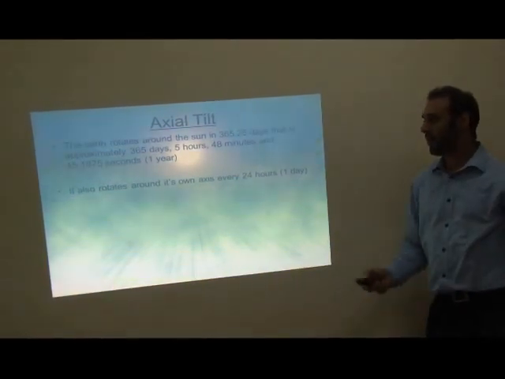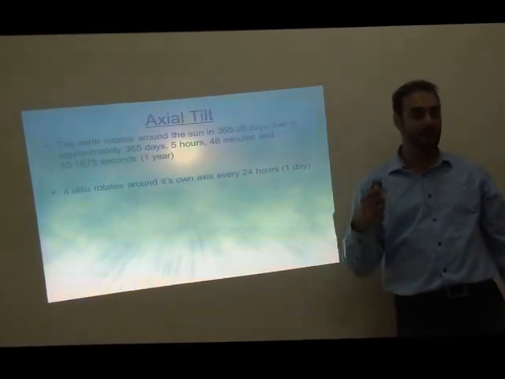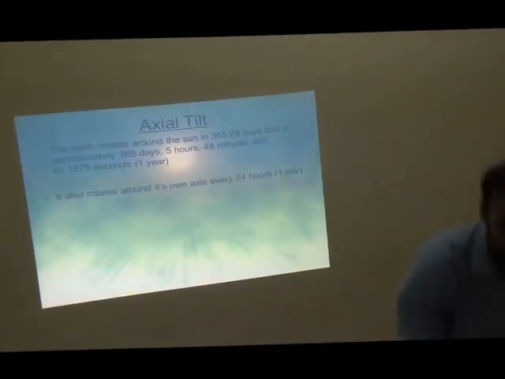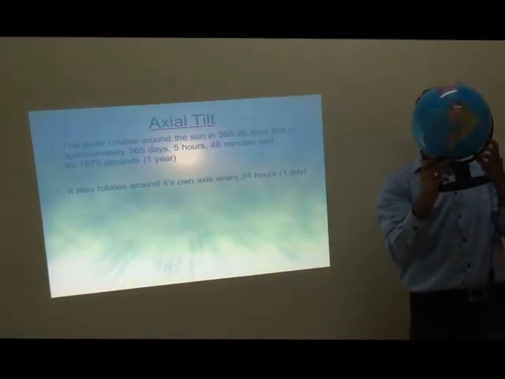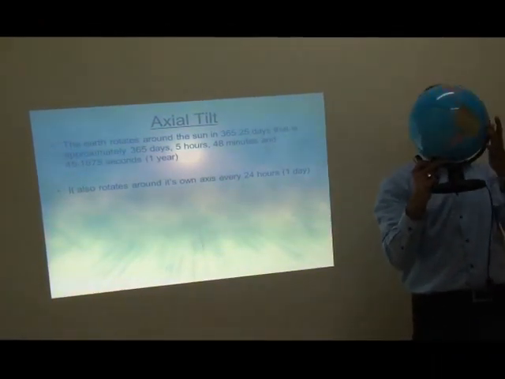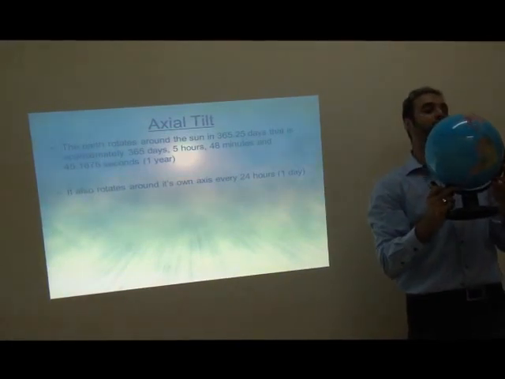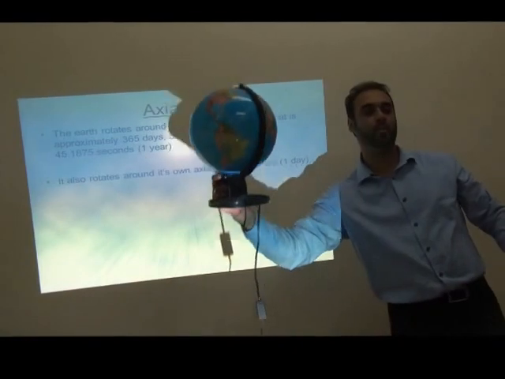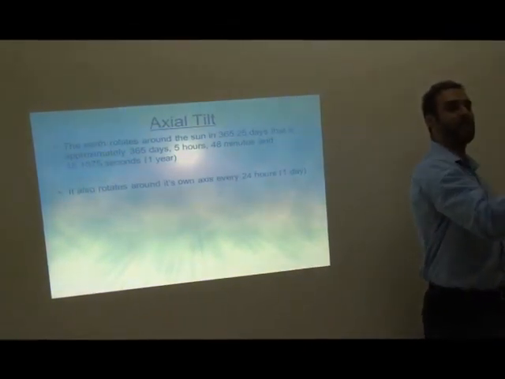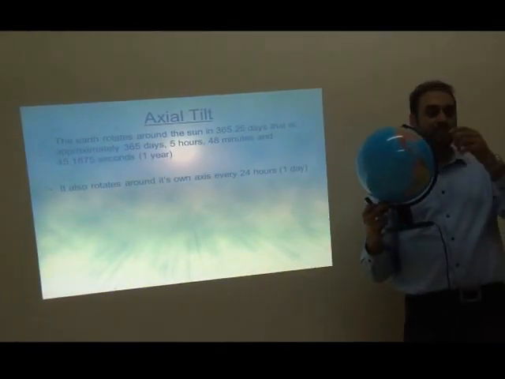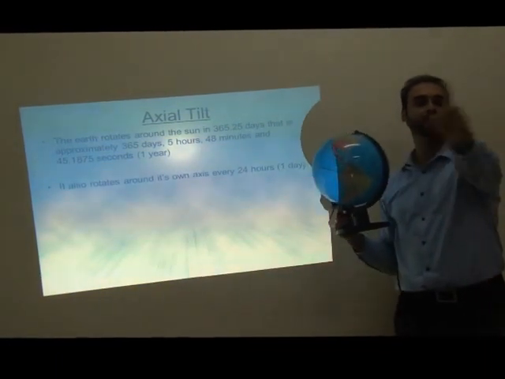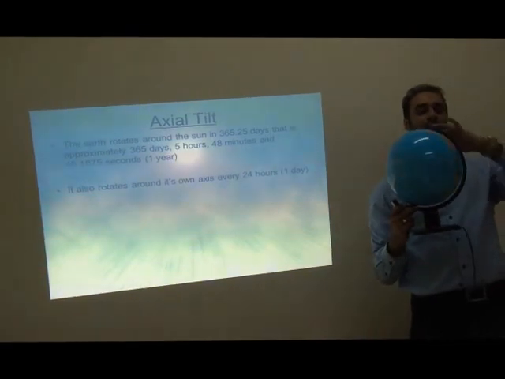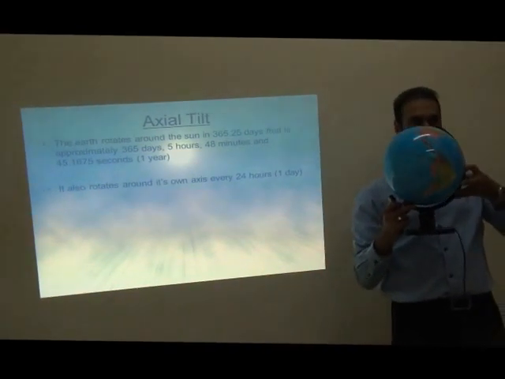It also rotates around its own axis every 24 hours. So not only is the Earth, let me show you here. So this is the Earth. So it's rotating once on its own axis in 24 hours. Yeah? So you have a day and a night in 24 hours. And also it's rotating once every 365 days around the sun. So every 365 days, it does one complete rotation, one orbit around the sun, and once every 24 hours, it does a rotation on itself.